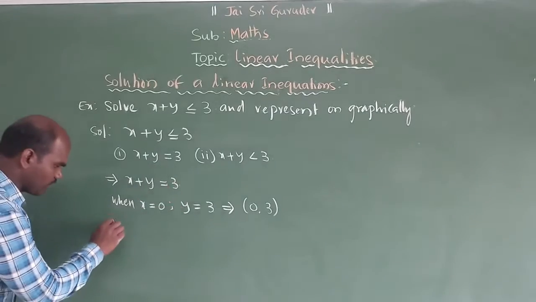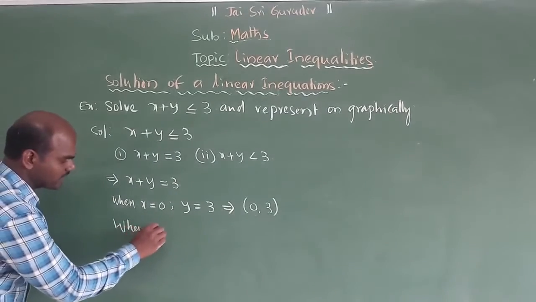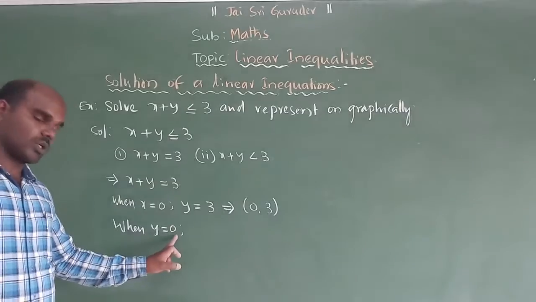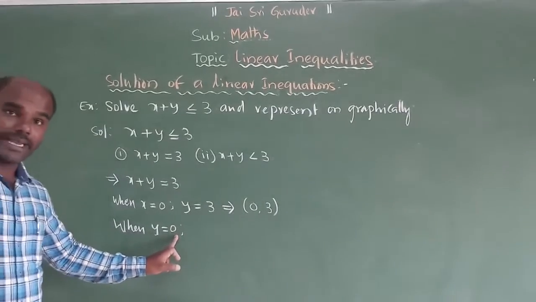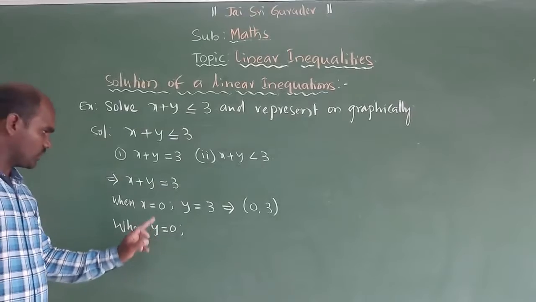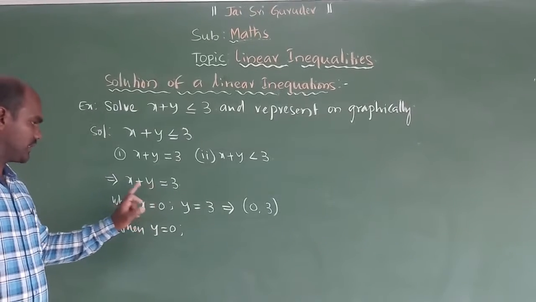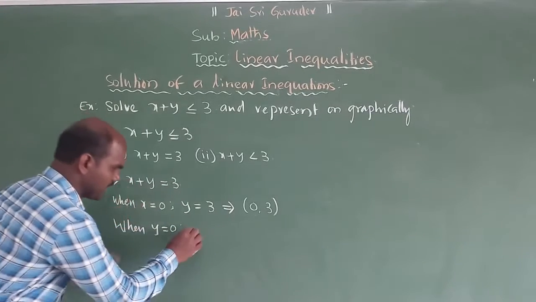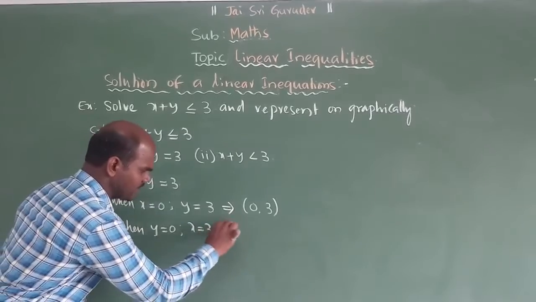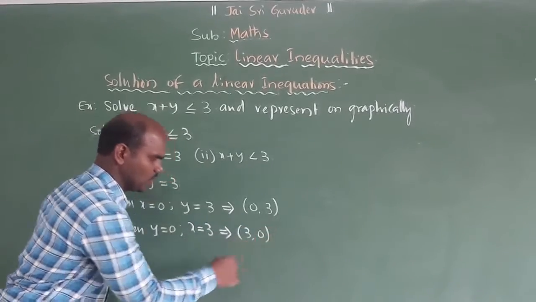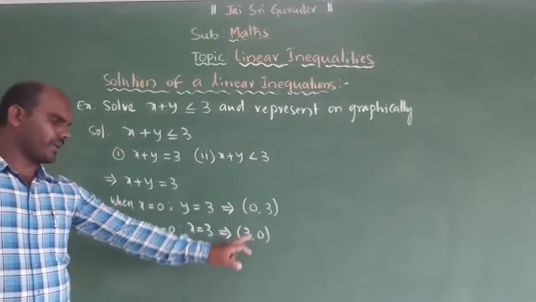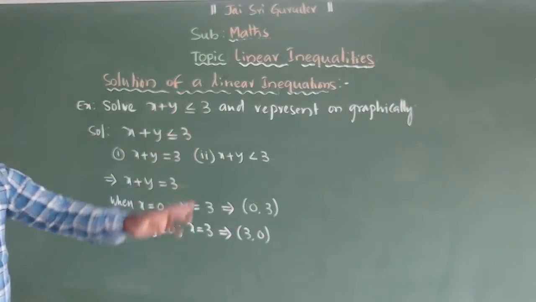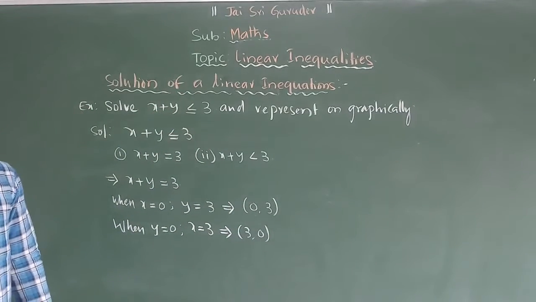Next, one more point: when y is equal to 0. I am considering the y value as 0, and we have to find the x value. Substituting y is equal to 0: x plus 0 is equal to 3. Since x plus 0 becomes x only, x is equal to 3. So that is 3 comma 0. Now we got two pairs of points, and we have to show these two pairs of points on the graph and join them with a straight line.